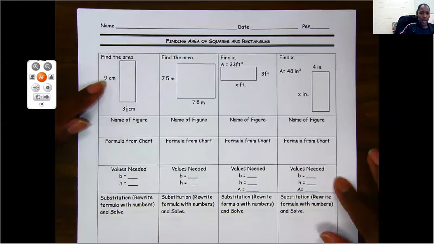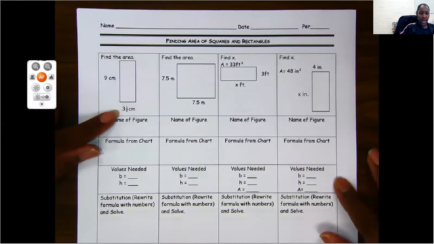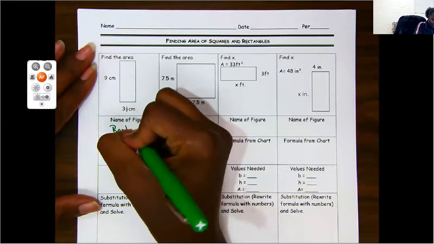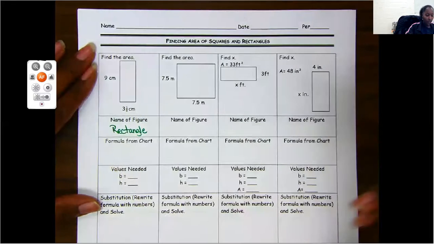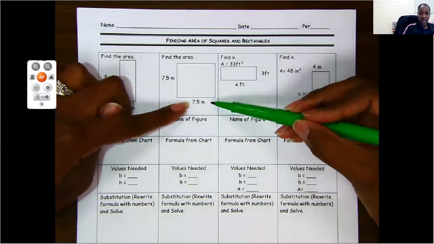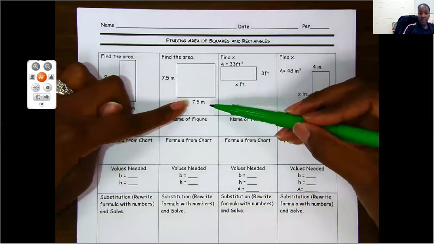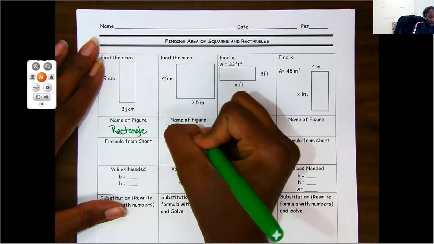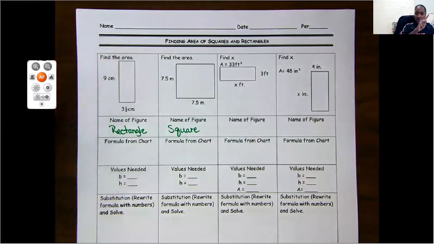The first one, I have a 9 by 3.5. Because they do not have the same base and height, I know that this is a rectangle. A rectangle has different sides. The next shape, I have 7.5 meters times 7.5 meters. Now this does have the same base and height. When it's the same, I know that this is a square. A square is the same size all the way around it.